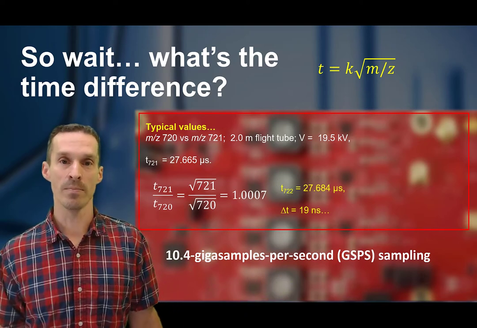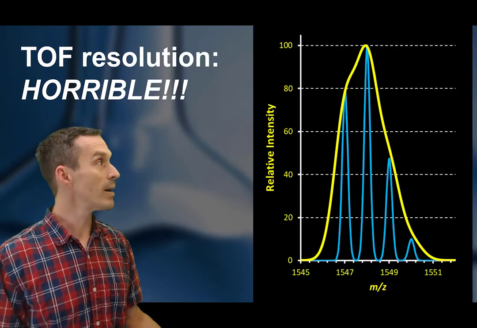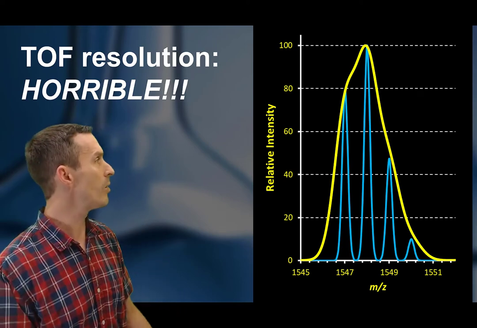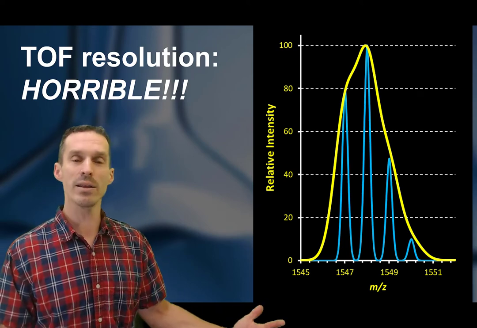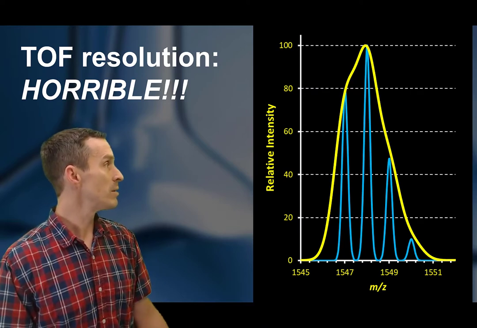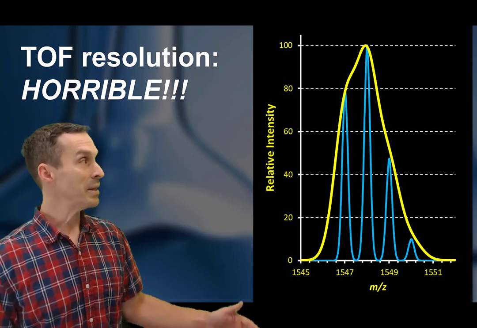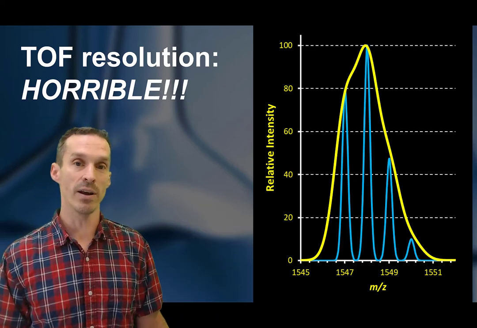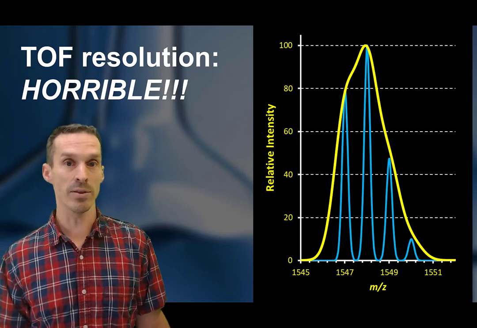I won't get into that. But it doesn't really matter, because when it comes to a time of flight instrument, no matter how good we set things up, no matter how good our computers are to calculate these times, the resolution is actually still going to be terrible. So the yellow trace would represent typical resolution in a time of flight instrument, at least as I've just described right there.